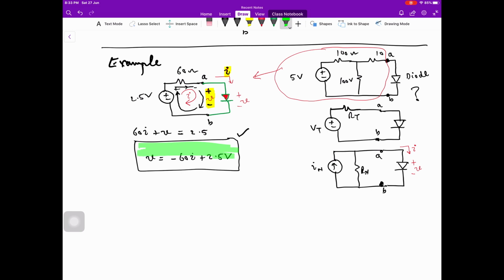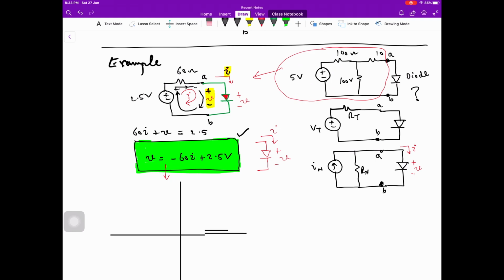I have expressed the whole circuit, including the diode, but note that for the diode I have used only the voltage across the diode with this polarity and the current in this direction only. Now plot this, as I have already done over here.